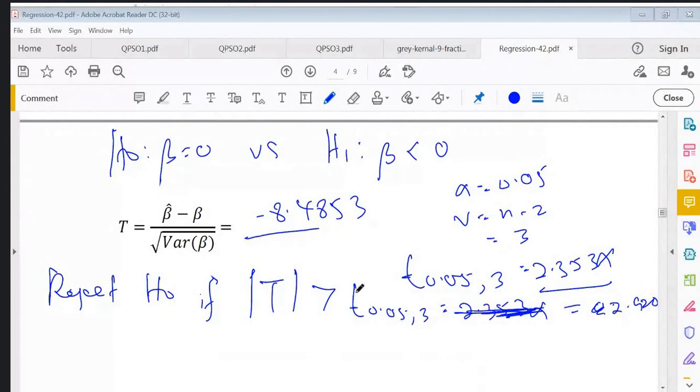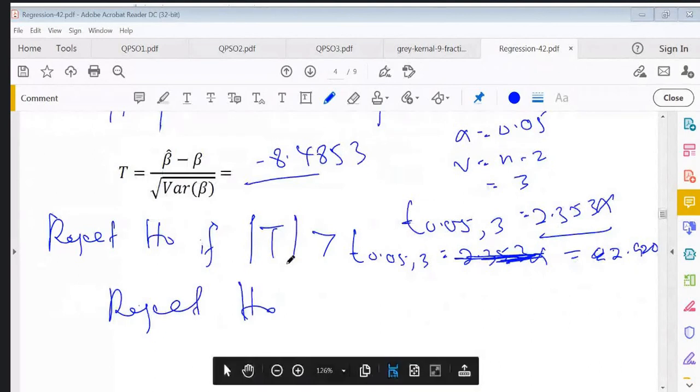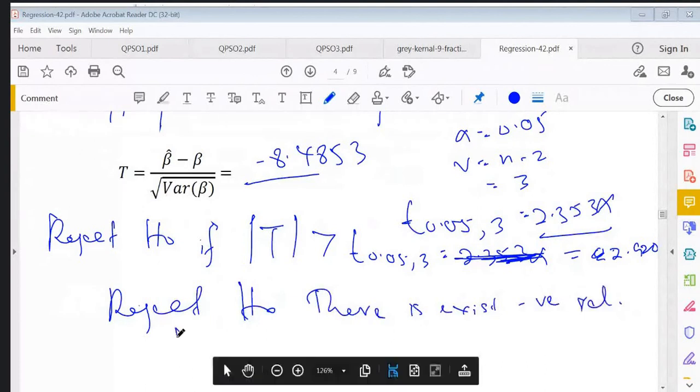Reject H0, it means there exists a negative relationship between X and Y for this one.